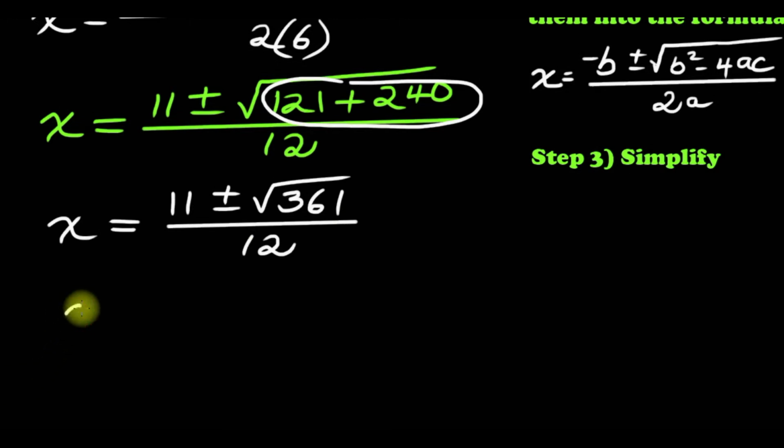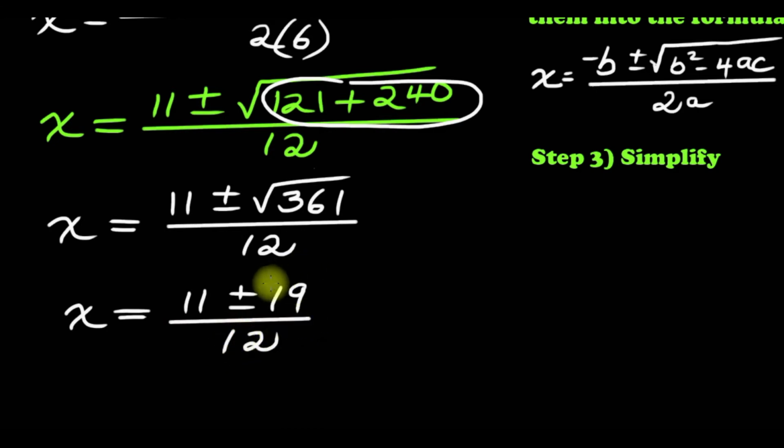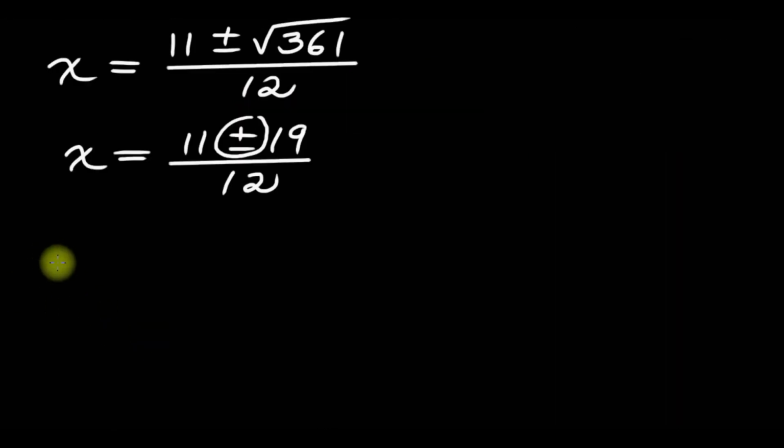Continue here. x is 11 plus or minus. Now we're going to take the square root of 361. The square root of 361 is a perfect square. And that's going to give you 19 because 19 times 19 is 361. And that's going to be all over 12. Then we're going to split this up because we have a plus or minus here. Because you have positive 19 and then negative 19. So we're going to break it up.